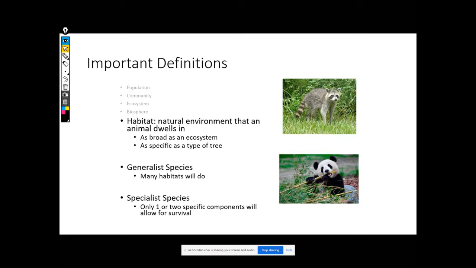And a lot of that has to do with, segue, what type of organism we are.